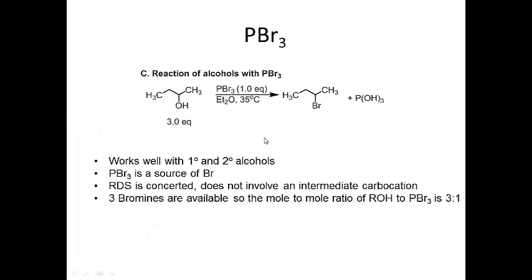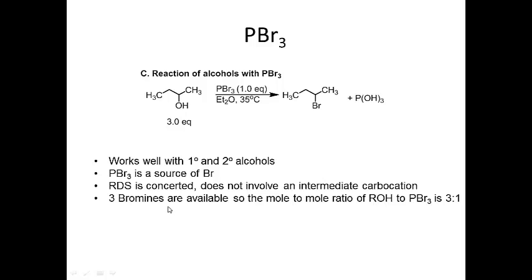Let's look at the reaction with phosphorus tribromide. This is another reaction that works with primary and secondary alcohols, and phosphorus tribromide is just a source of bromine. In this reaction, your alcohol, your OH group, gets replaced by bromine. Again, the rate determining step is concerted, with no carbocation intermediate.